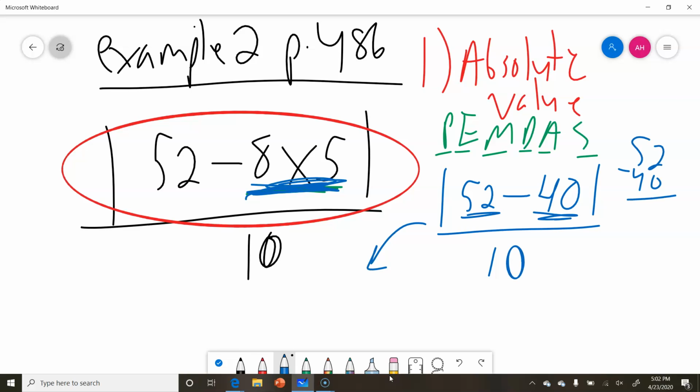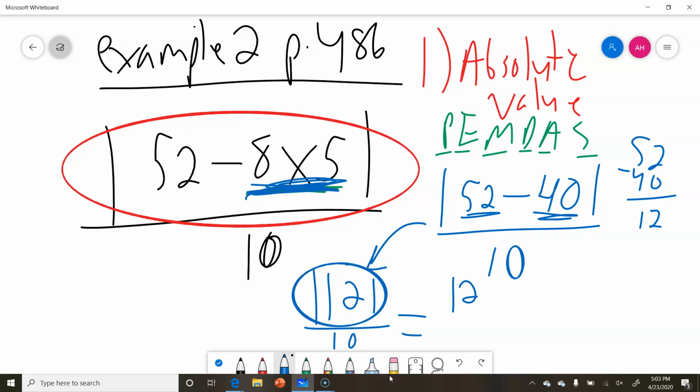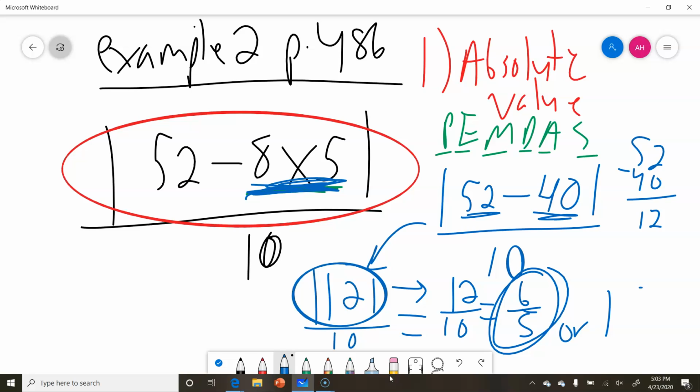52 minus 40 is 12. So I go down here and I have the absolute value of 12 divided by 10. Well, I take the absolute value now of 12, and I get positive 12 over 10, which is 6 over 5. Okay, and I can leave it like that, or I could write it as 1 and 1 over 5. Either way, we can do it. So this is all about order of operations, okay?